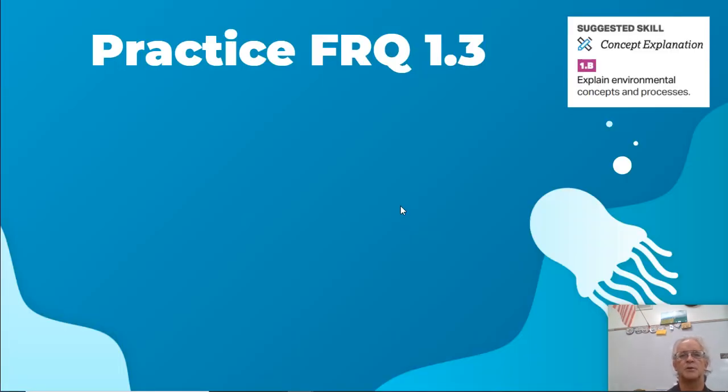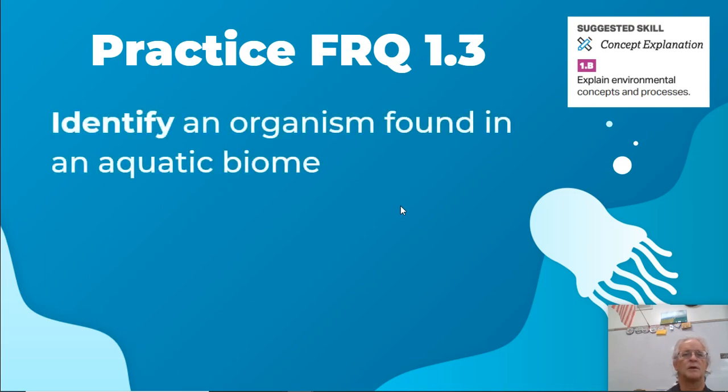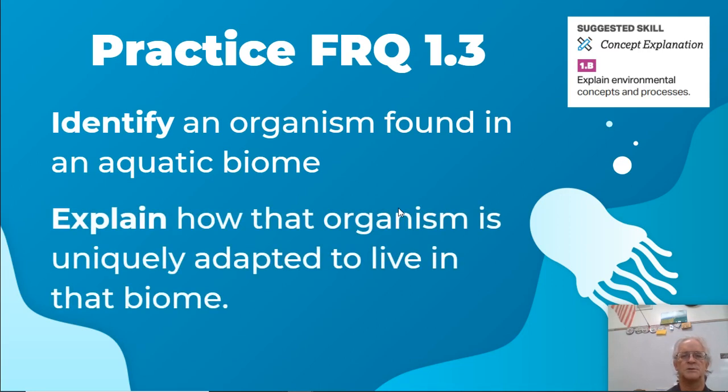So, practice FRQ 1.3. Can you identify an organism found in an aquatic biome, and can you explain how that organism is uniquely adapted to live in that biome?